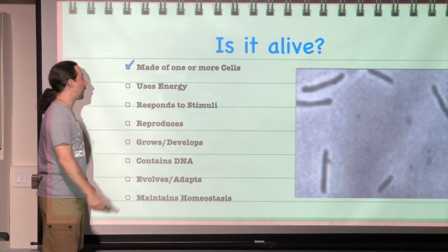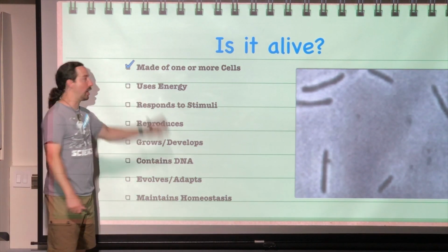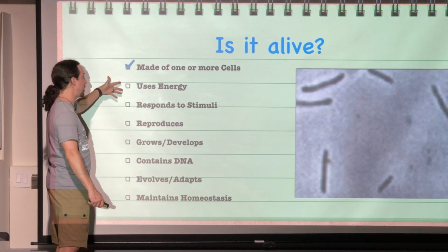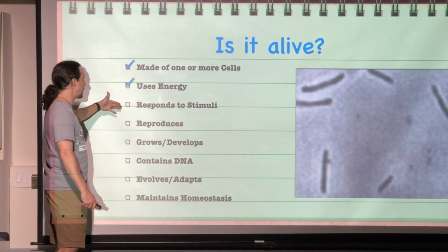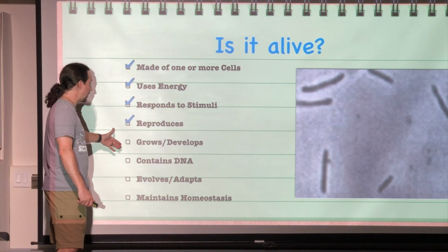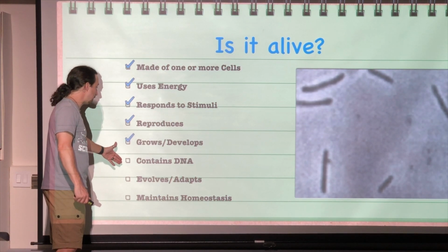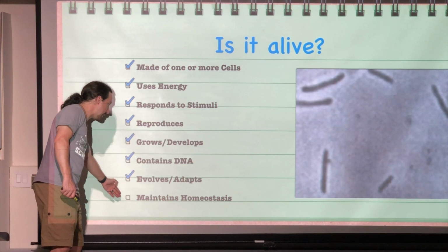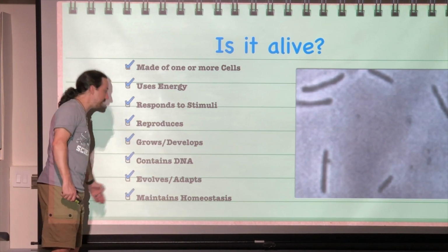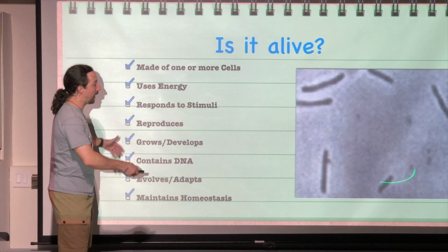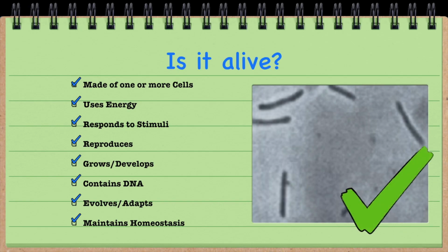Once you know that it's made of one or more cells, you pretty much know it falls into the rest of these things, because cells always use energy. Cells are going to respond to stimuli. Cells are going to reproduce. Cells are going to grow and develop. Cells all contain DNA. Cells always evolve and adapt over time. And yes, all cells must maintain homeostasis because cells are alive. So, absolutely, these rod-shaped bacteria, they are alive.